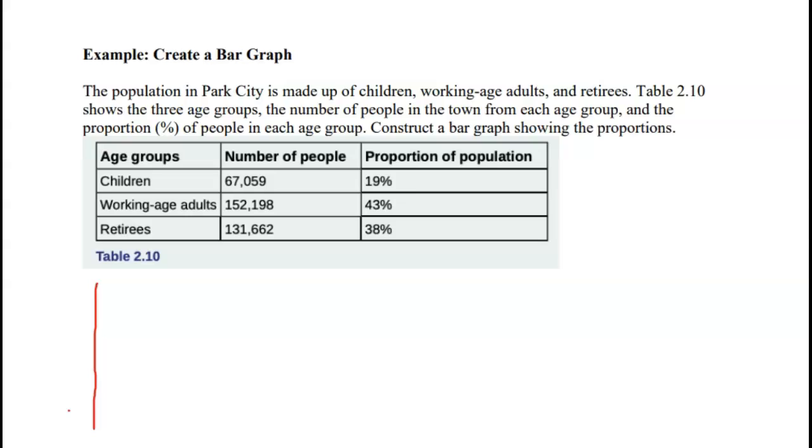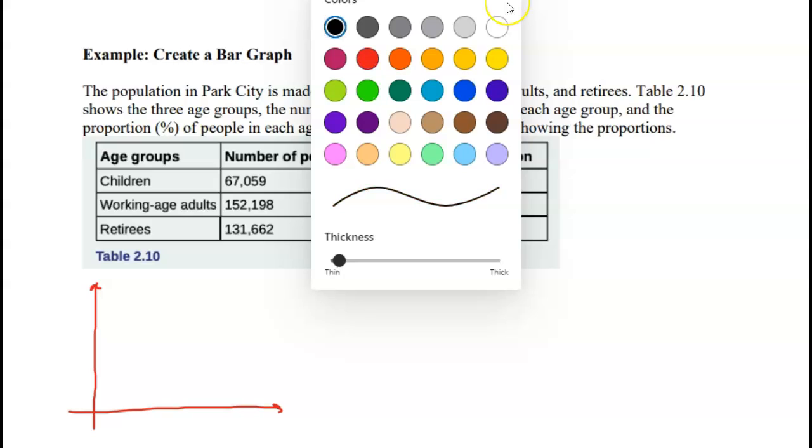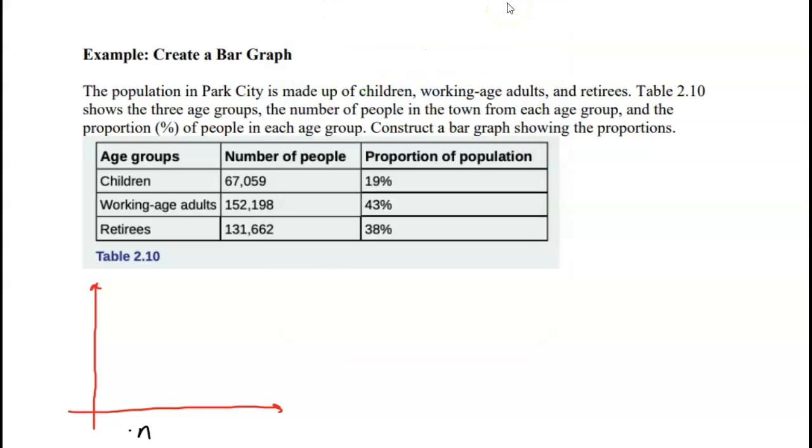So by hand, you will draw the axes. You want to have the age groups here. Okay, so basically, you're going to have 3 bars, one for each age group. So these are children, these are working age adults, and retirees.